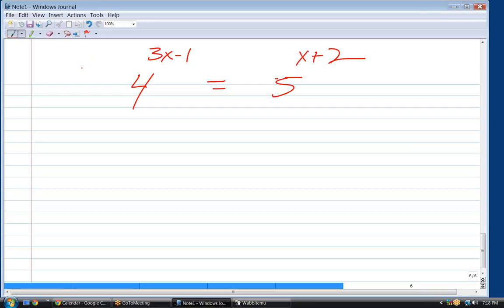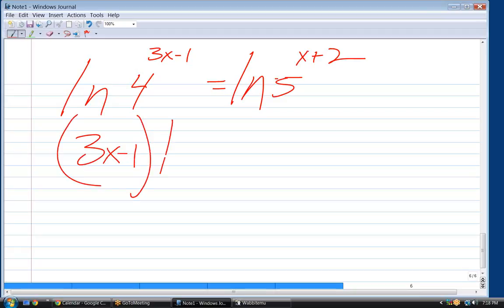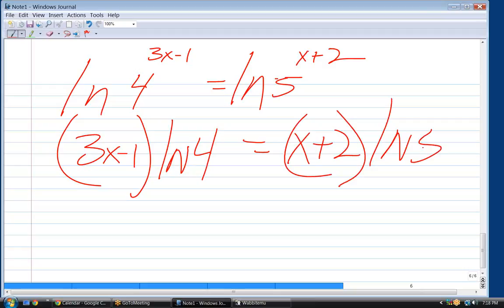Natural log of this. Well, that's what I do. Let's see what happens. This gets a little tricky. Read the next line to me. 3x minus 1 natural log 4 equals x plus 2 natural log 5. What's next?